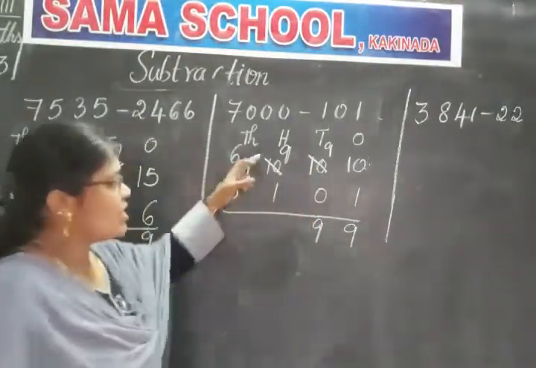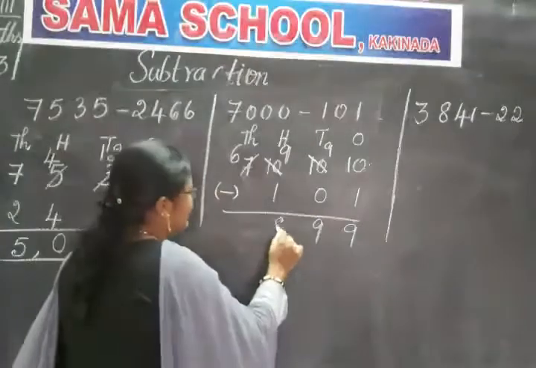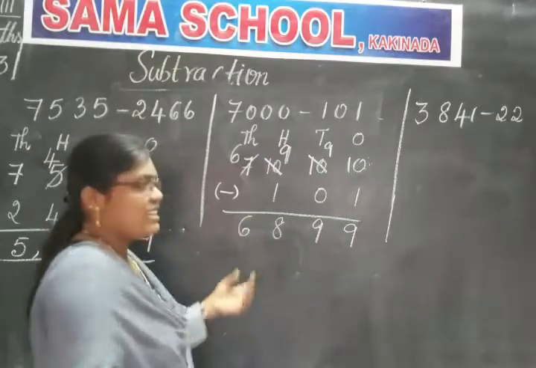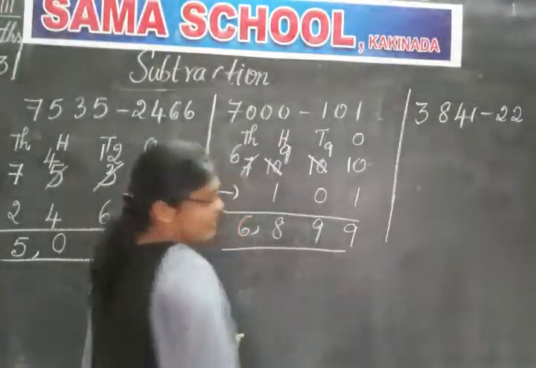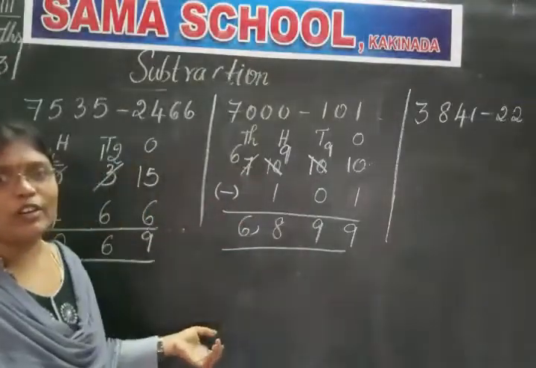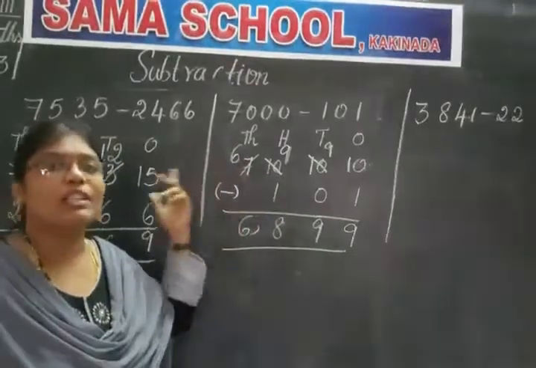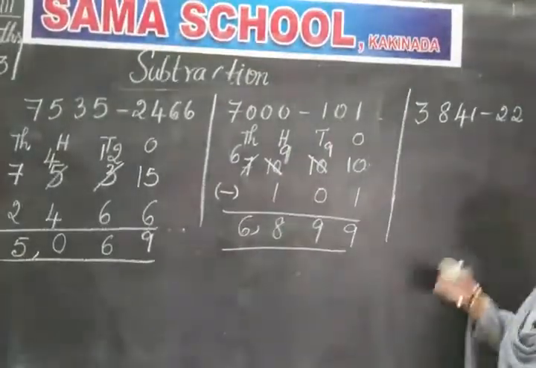Now we have in the hundreds place 9 and 1. 9 minus 1 is 8. And here there is nothing, so write 6 as it is. So 6899 is the correct answer. So children, do remember, whenever you are subtracting, you have to subtract from the ones place. Okay, now let us move to the next sum.